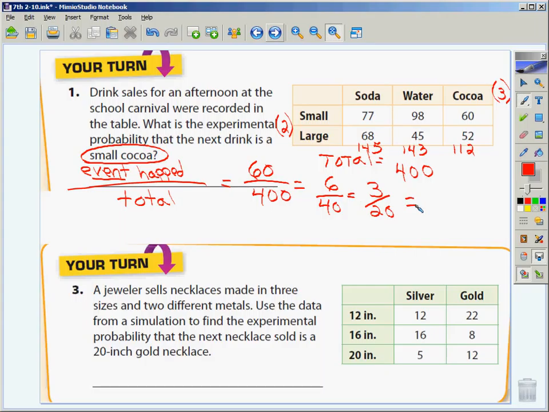Let's go ahead and talk about what that is as a percent. 3 divided by 20? 0.15 or 15%.